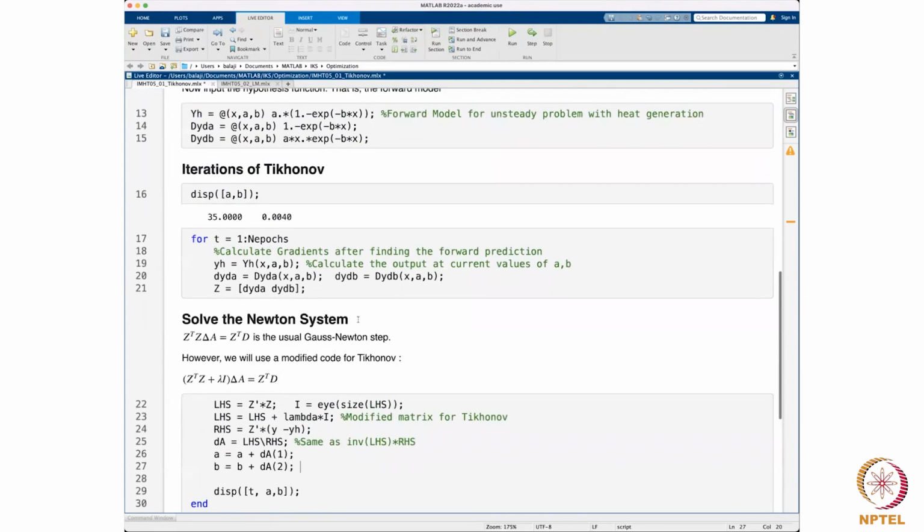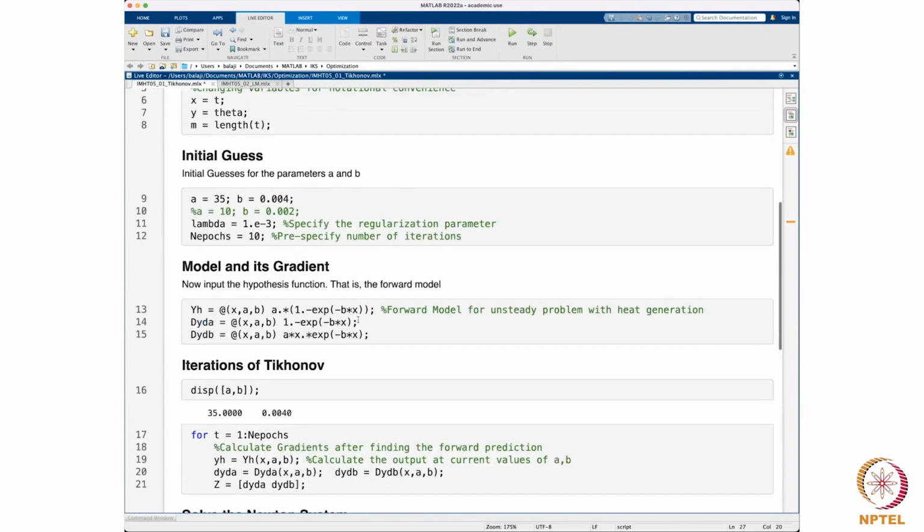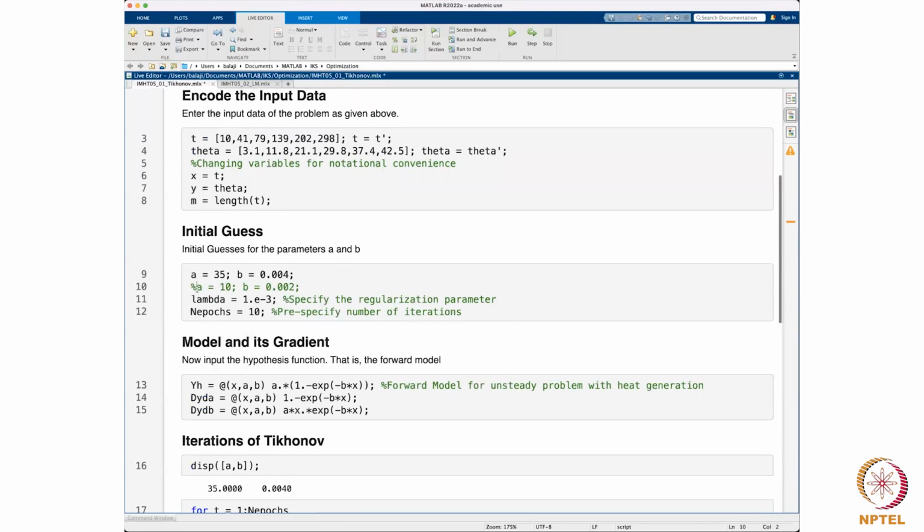Okay, so we can try one more lambda value, but more than that, I want to change the initial guesses and let's see what the effects are. So suppose I change the initial guess, and once again, just to set a baseline, I put a lambda of 0.